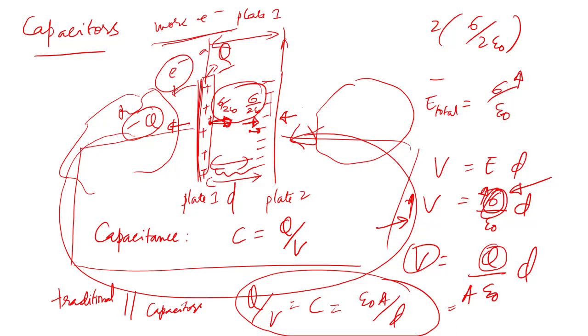But the idea of capacitance is like what I said, that if you were to pull more electrons off of plate 1 and put them on plate 2, the voltage difference between them would increase. Why is this the case? Let's do a simple analysis, right?